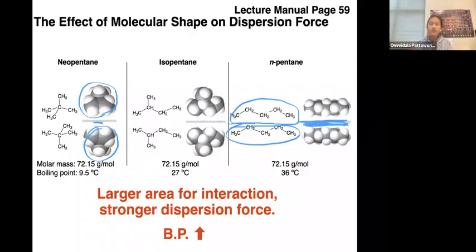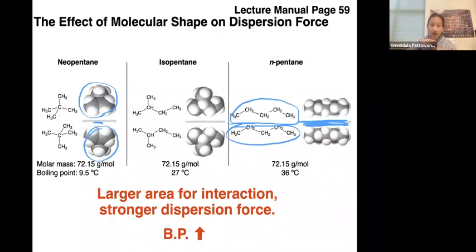So that means if you're looking at the type of dispersion, whatever has a higher molar mass is going to have a higher boiling point, because it has a stronger dispersion force. However, if you compare molecules with the same molar mass, the next thing you're going to look at is the shape of the molecule.